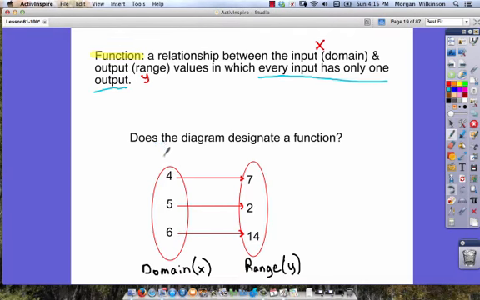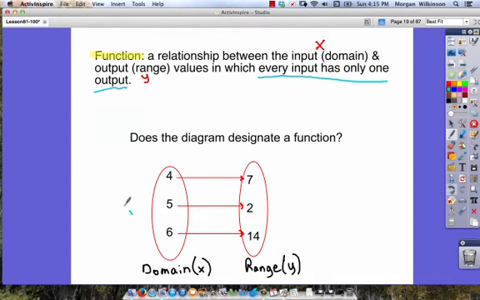Does a diagram designate a function? Well, if it designates a function, that means every input has only one output. The 4 goes to the 7, the 5 goes to the 2, the 6 goes to the 14. This is our domain on the left, the x values, and this is our range on the right, the y values. Can you think of another name that we could call the domain and the range in terms of variables?